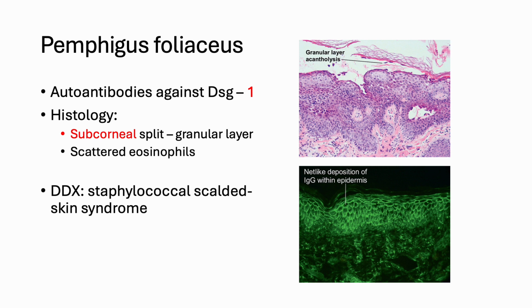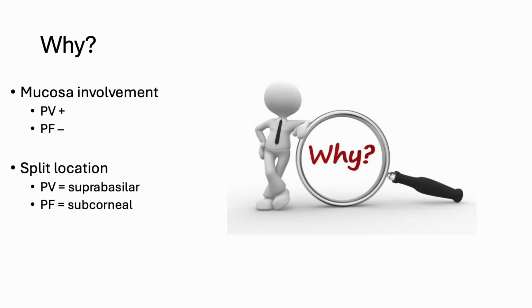So now you should ask yourself, if you have this pattern, what should you do if you don't have the clinical information? And the answer is we look at other features: whether there is involvement of the mucosa, and the histologic feature, whether the split is above the basal layer or just below the subcorneal. But also, not only do we want to know this feature, we also want to know why those two disorders present differently.